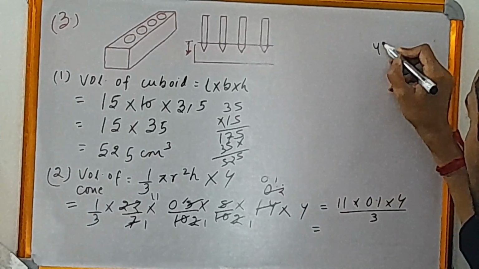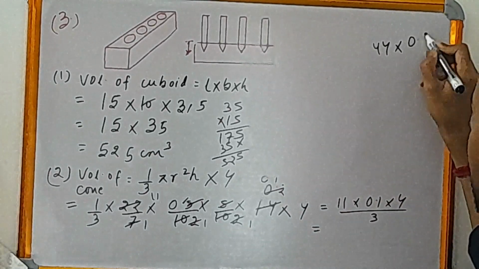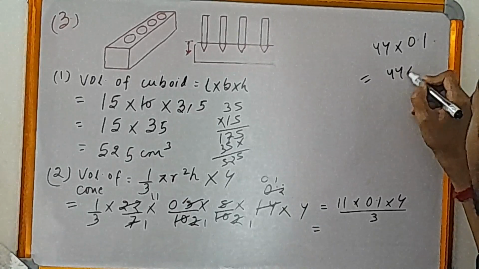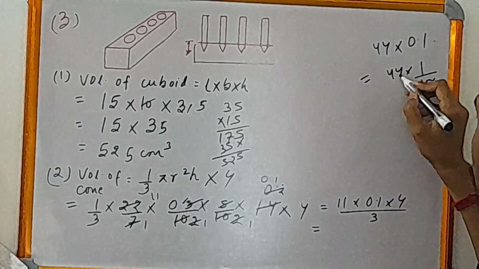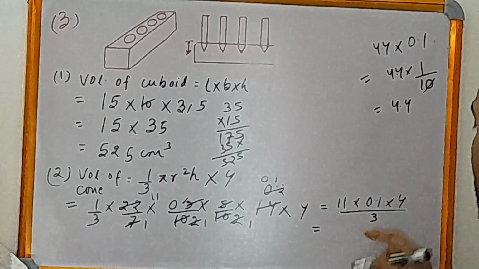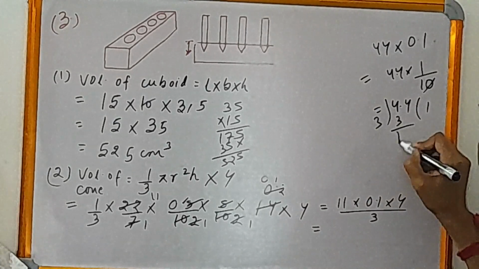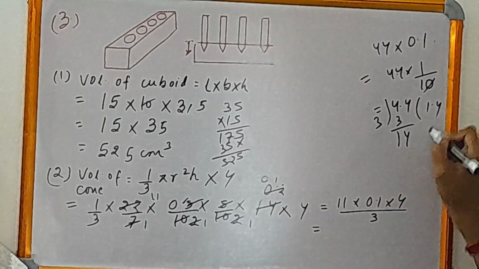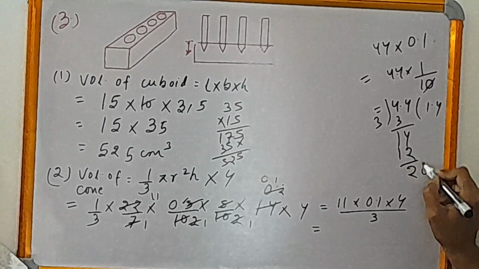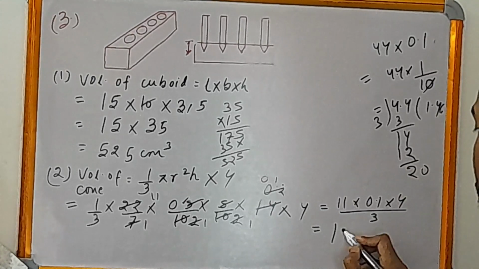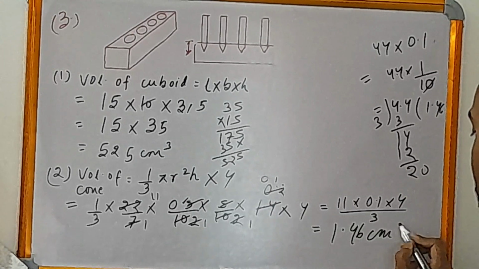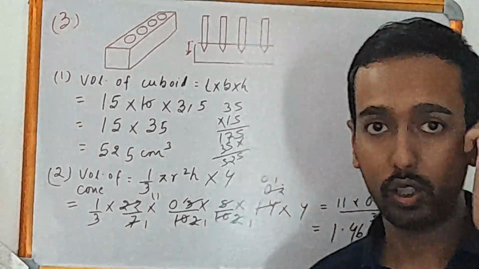So 44, if we multiplied by 0.1, it comes out to be 44 multiplied by 1 by 10, which is 4.4, and if 4.4 is divided by 3, we have 3 into 3 equals 12. So the answer comes out to be 1.46 centimeter cube. These are the total volumes.